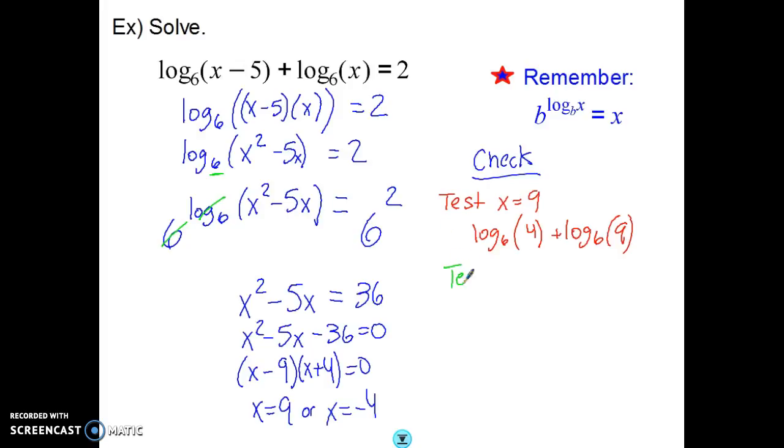When we test x equals negative 4, we get log base 6 of negative 4 minus 5 is negative 9, plus log base 6 of negative 4. So actually both of these are no good because we cannot do the log of a negative number. So that means that x equals negative 4 does not work. Our only actual answer is x equals 9.